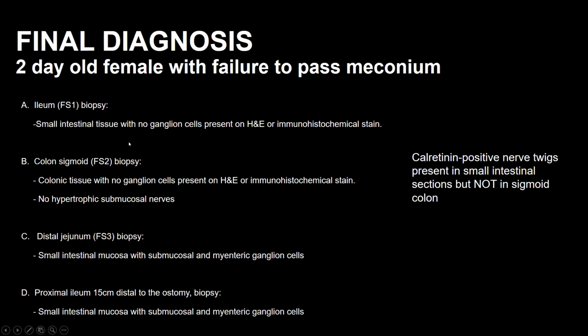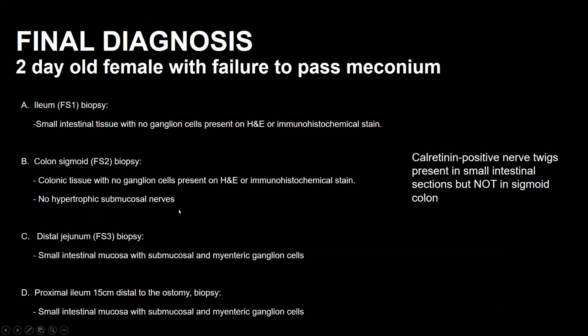And so this case would have been signed out as small intestinal tissue with no ganglion cells present on H&E in the ileum, and in the distal jejunum, of course, they're present. I just want to mention that calretinin positive nerve twigs were present in the small intestinal sections, but not in the sigmoid colon. So there were ileum sections, there were colon sections. I didn't show the colon section because it is exactly as the ileum. And at that time, there were no hypertrophic submucosal nerves.